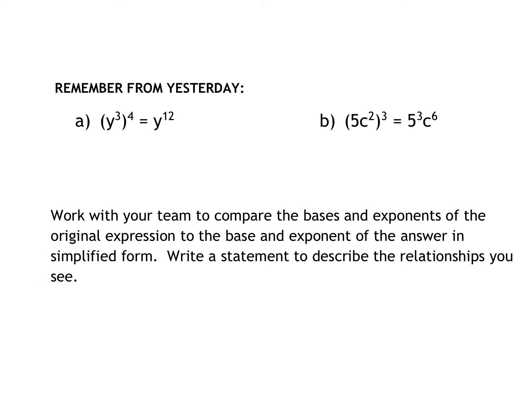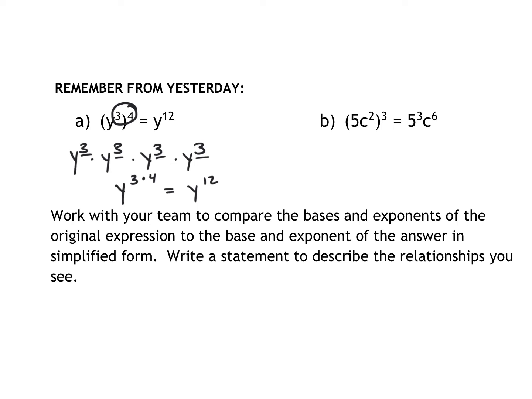Remember yesterday we looked at when we have an exponent raised to a power. This one here, we expanded it yesterday. We had y cubed raised to the fourth power, which means there are 4 y cubes multiplied together. That is 3 plus 3 plus 3 plus 3. Repeated addition is multiplication. So this is actually y to the 3 times 4, which is y to the 12th power. When we have an exponent that is raised to a new power, we multiply the exponents.